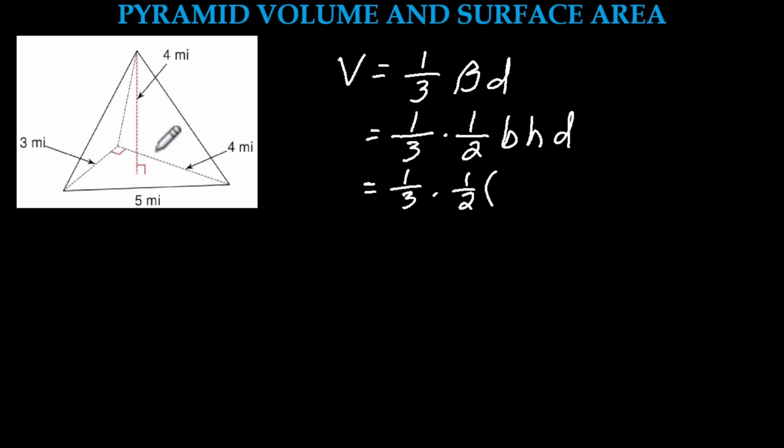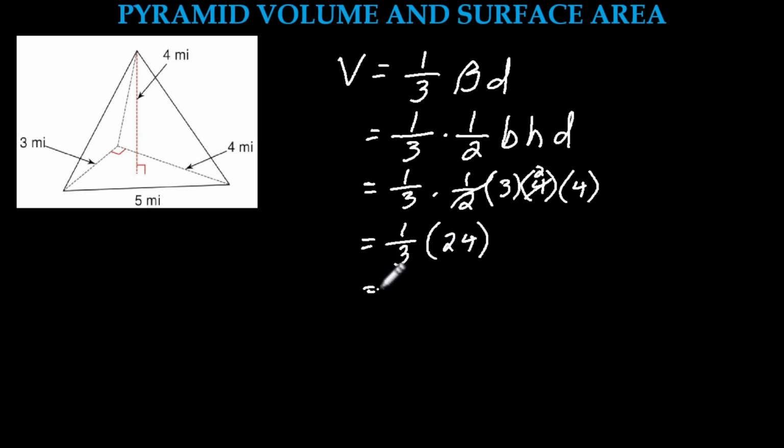Now the base of the triangle, we'll use 3 and 4, so I have 3 times 4, and then this D is the height of the pyramid, which is also 4. So I'm taking half of one of the 4's is 2, 3 times 2 is 6, times 4 is 24. I need 1/3 of 24, which is 8 miles cubed.